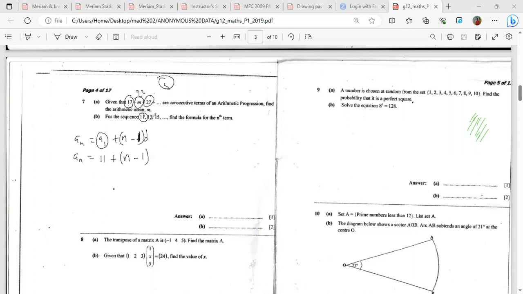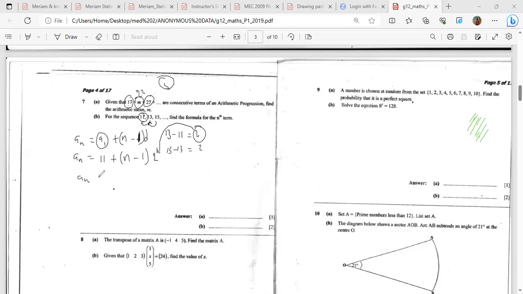But what is your d? D is the common difference. So you just say 13 minus 11. So 13 minus 11 will give you 2. But if you didn't use this one, you can also use 15 minus 13, which will also give you the same answer, which is just 2. So you bring it and put it there. So this is going to be 2.